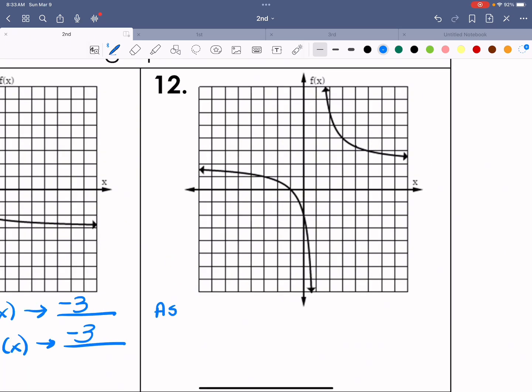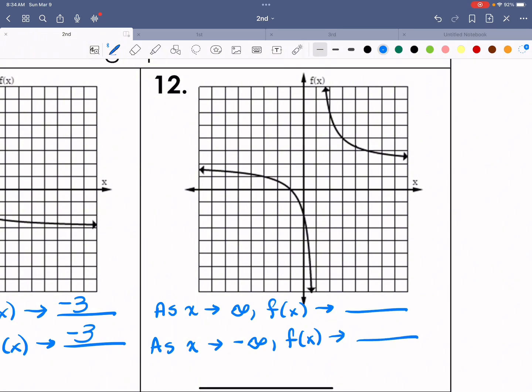Okay, let's look at number 12. So we're going to set it up as x approaches infinity, f of x approaches blank. As x approaches negative infinity, f of x approaches blank. So let's see what's happening here. As x goes towards positive, this is going to go this direction, but it's never going to cross that line. So where is that line? It's at x equals 2. Now let's look at the other side. As x approaches negative infinity, what does our graph do? Well, it comes up, but it's never quite going to cross this line at what? Positive 2.